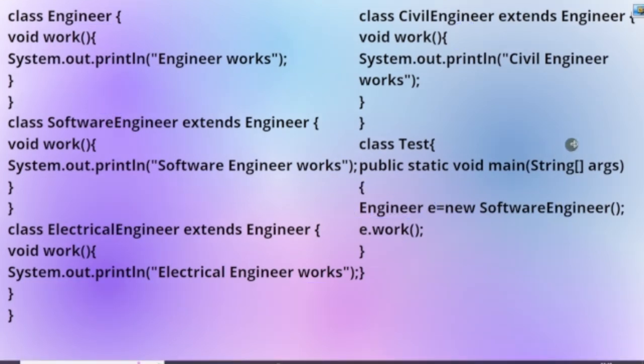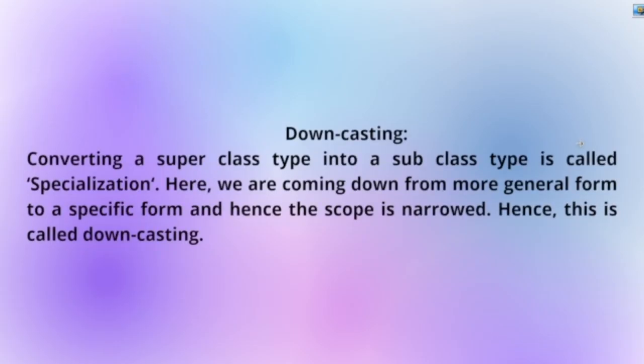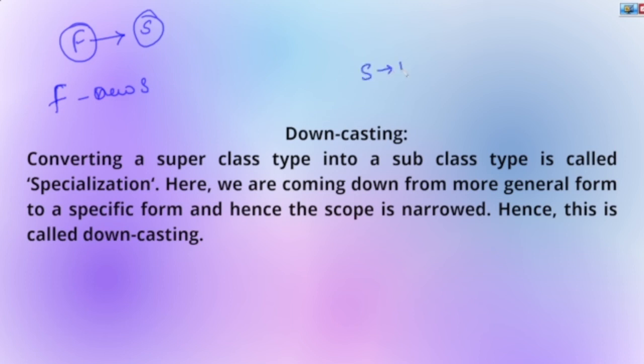Now the same rule applies for downcasting. Converting a superclass type into a subclass type is called specialization. Now there is a father and a son, so I can explain this in a really smooth way. The father can easily tell that this is a son, and with the help of the father class you can create a new object of the son class. That is, a father can create multiple sons. But can a son create a father? No, a son cannot create a father.